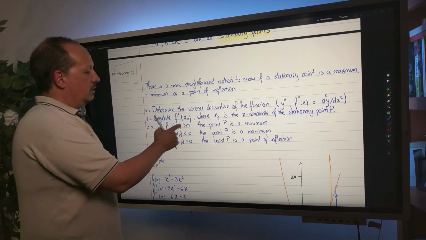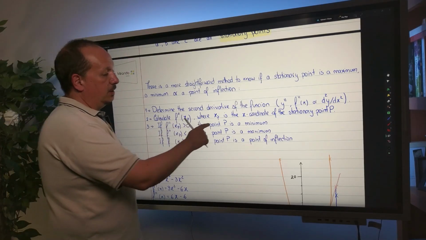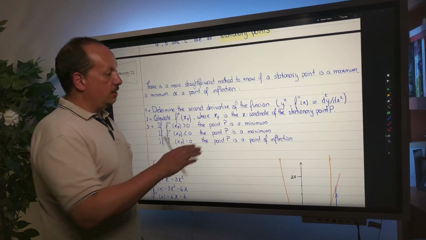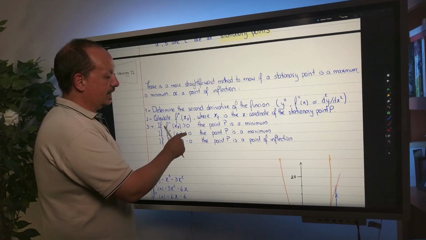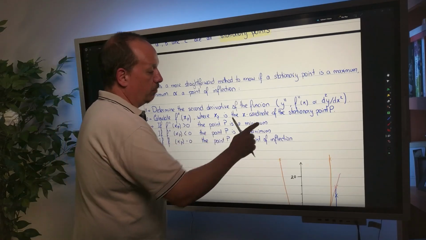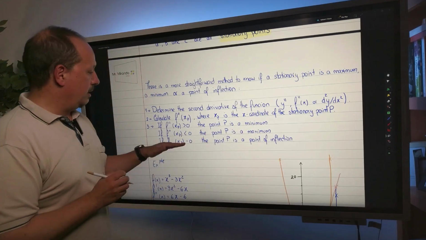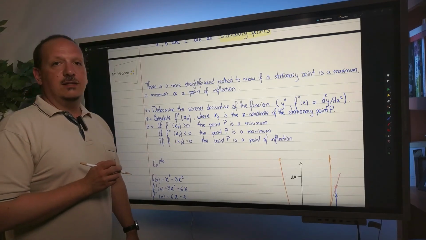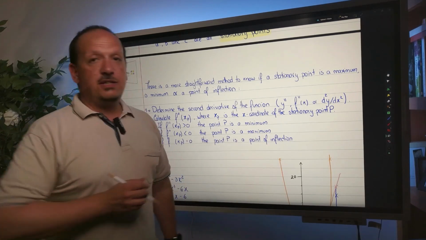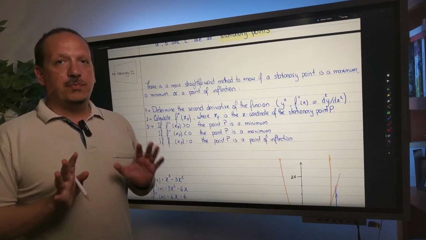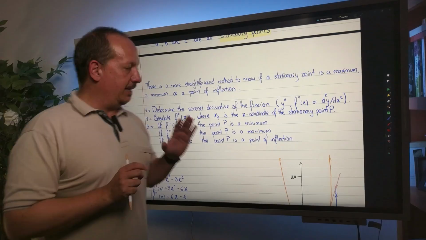If that number is positive, then the stationary point is going to be a minimum. If that number is negative, then the stationary point is going to be a maximum. If the value is 0, then the stationary point is just a point of inflection. I'm going to say again, it's very simple.